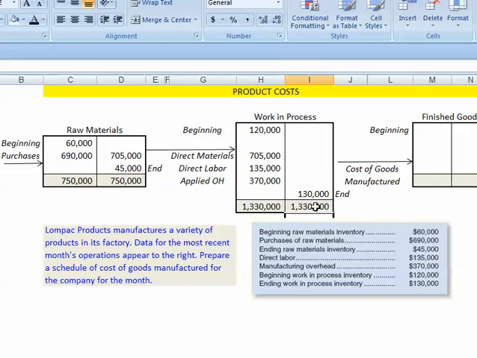Since these two must be equal, and we're told our ending work in process is $130,000, this allows us to solve for our cost of goods manufactured, which will be $1,200,000. Our cost of goods manufactured then gets transferred out to finished goods inventory.